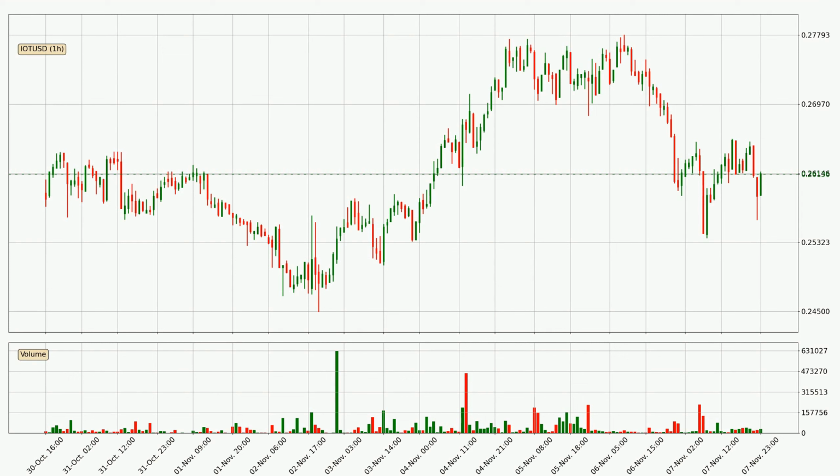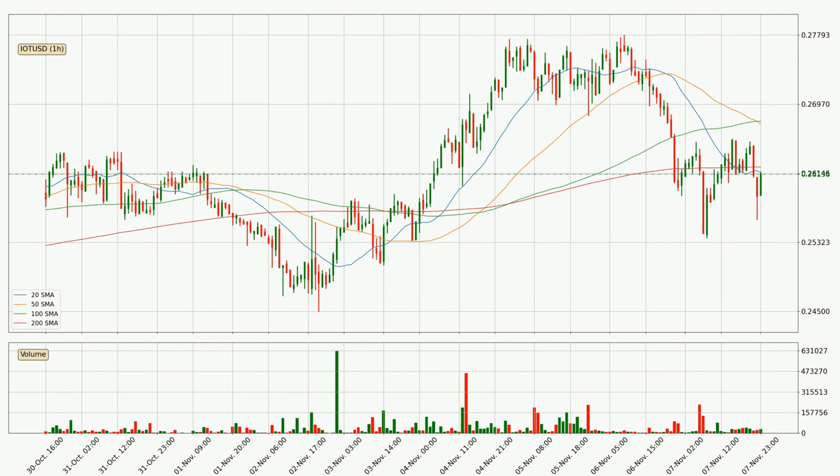Looking at the IOTA hourly time frame, the price moved only slightly to the upside with around 0.4% in the last 24 hours, with a current price of 26.1 cents. Jumping to the hourly simple moving averages, for this time interval, the current price is below all of the simple moving averages, which looks bearish and you should keep an eye on the closest SMA.